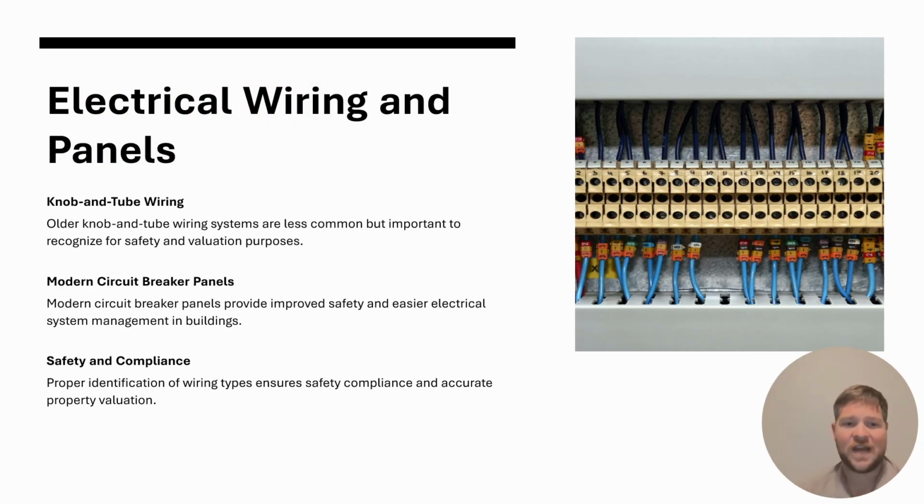Electrical wiring and panels. I'm not even going to begin to try and say that I know everything about electrical wiring and panels. What I do know is when breakers don't work, here's what I know. Knob and tube wiring. Older knob and tube wiring systems are less common but important to recognize for safety and valuation purposes. Modern circuit breaker panels provide improved safety and easier electrical system management in buildings. Safety and compliance. Proper identification of wiring types ensures safety, compliance, and accurate property evaluation.